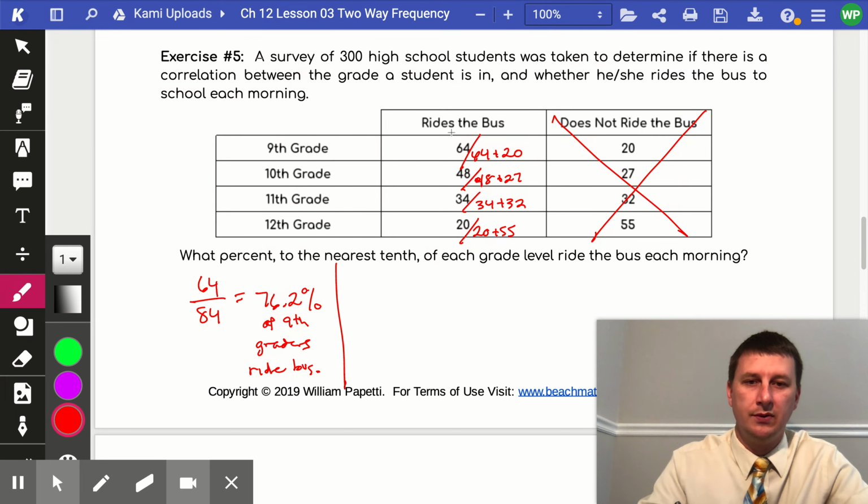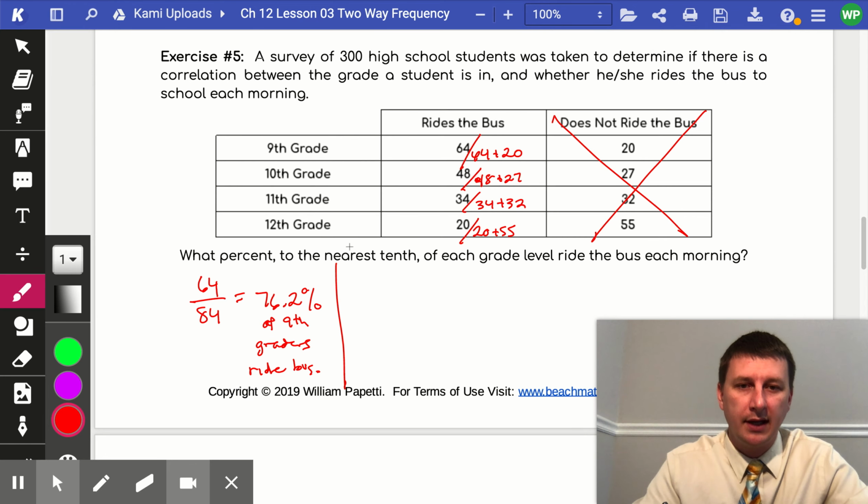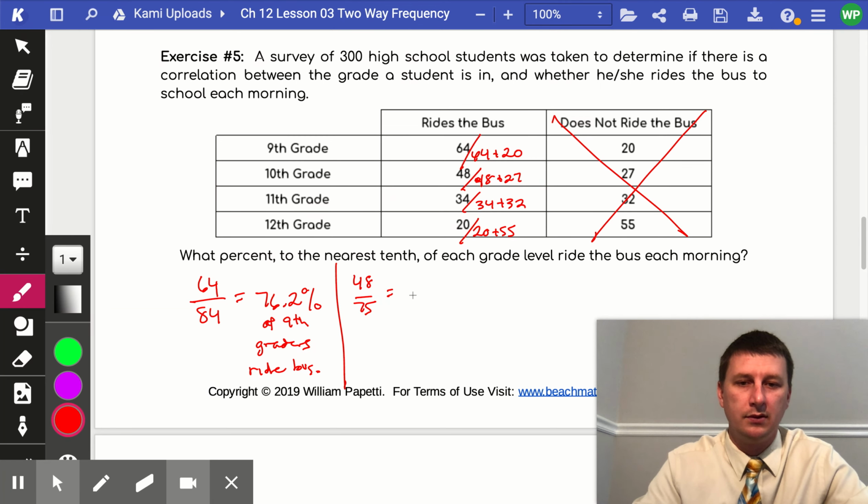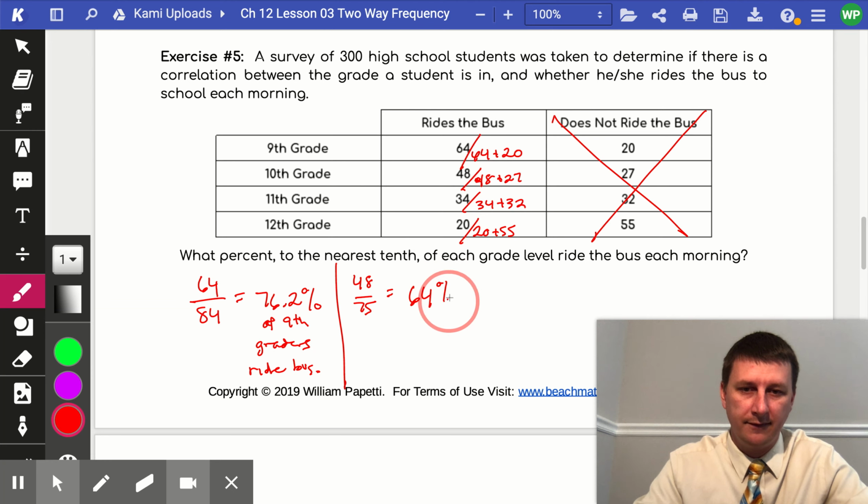We will now go to our 10th graders, and we have 48 plus 27. That would give us a total of 75. So we're going to be doing 48 out of 75 total 10th graders. So as a percent rounded to the nearest 10th, we're going to have, just a nice even 64% of 10th graders ride the bus.